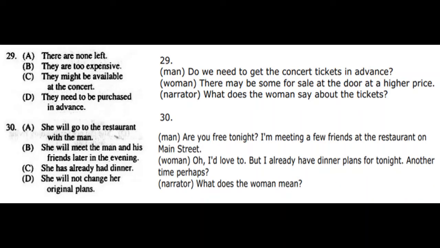Number 29. Do we need to get the concert tickets in advance? There may be some for sale at the door at a higher price. What does the woman say about the tickets?